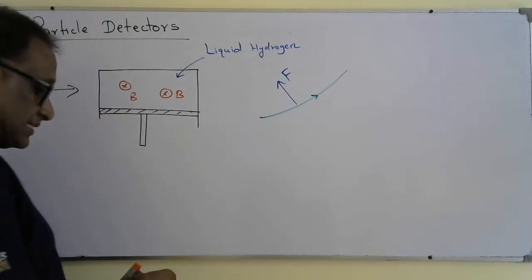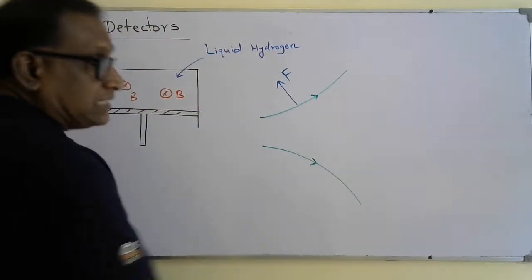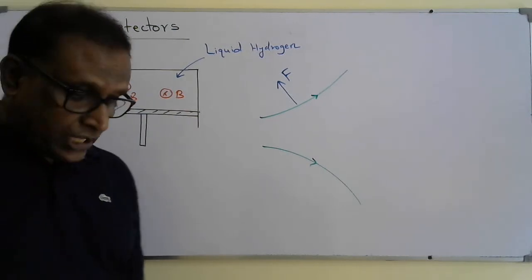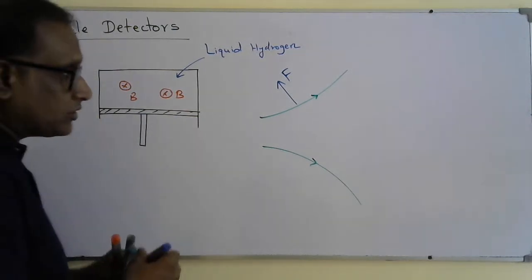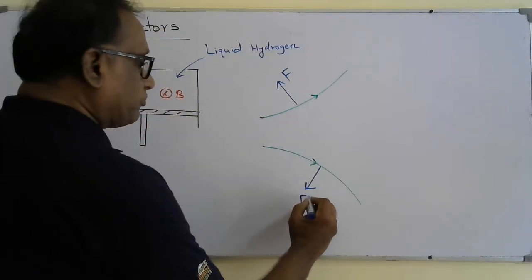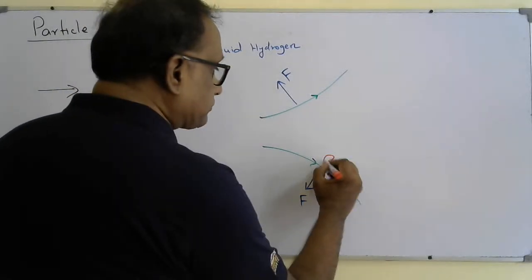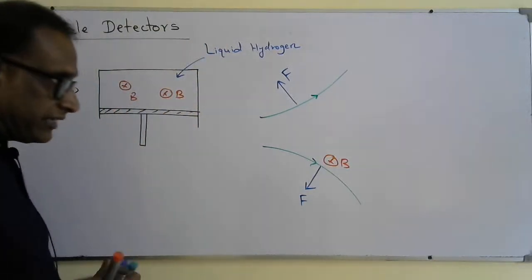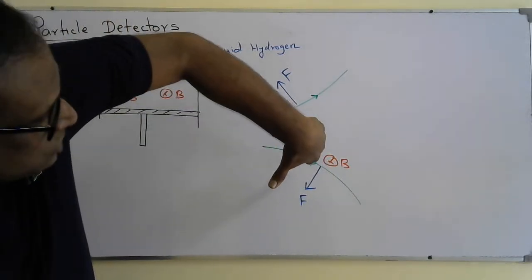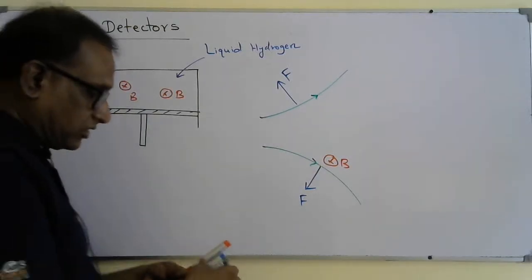But if you get a track something like this, which type of particle is creating this track in this bubble chamber? Here the direction of the magnetic force should be towards the center of the curvature, so this is the direction of the force. I know the magnetic field is into the board. Use Fleming's left hand rule. Magnetic field is into the board, force is in this direction. So I know the second finger, the direction of current, is pointing opposite to the direction of motion.